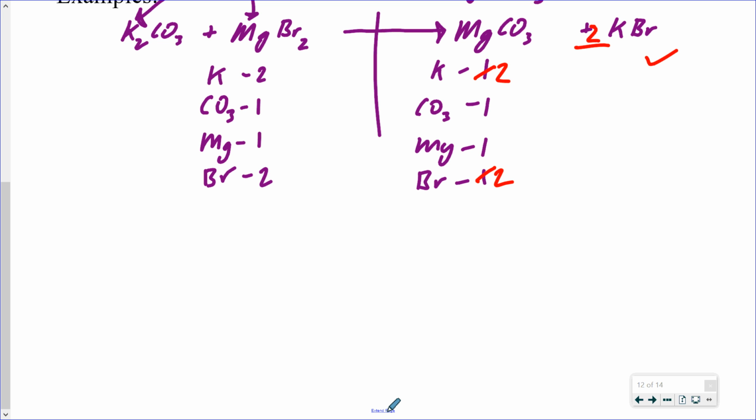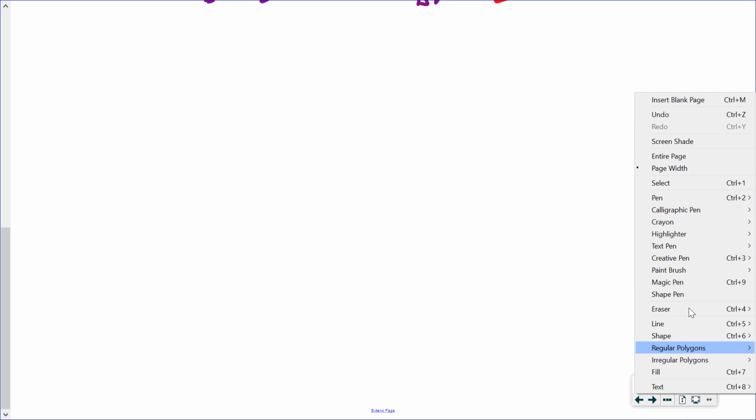Let's do one more, bumping it up a little bit. So let's make this one with a couple of polyatomic ions in both of our reactant compounds that we're starting with in the first place. Let's pick Pb, which is lead, lead 2 nitrate.